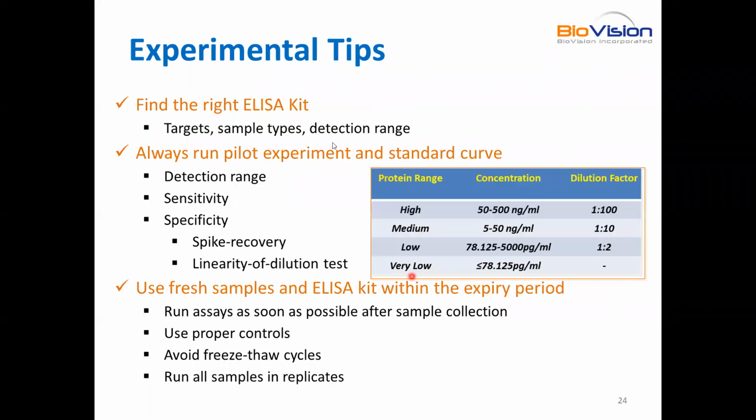So lastly, we highly recommend following these steps to get the appropriate results and a high accuracy of the experiments: find the right ELISA kit, the right target, sample types, and detection range. Always run a pilot experiment and standard curve, look for detection range, sensitivity, specificity, spike recovery data, and linearity of dilution test.